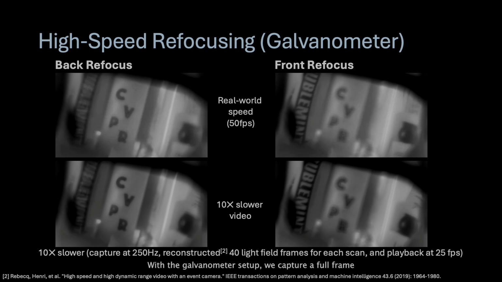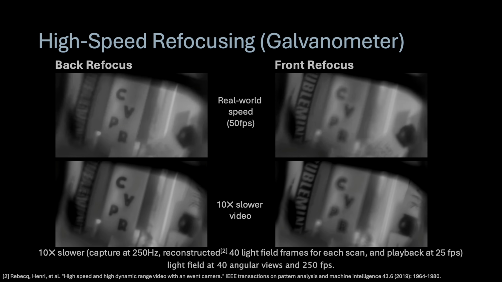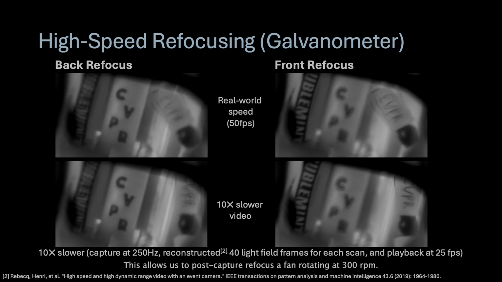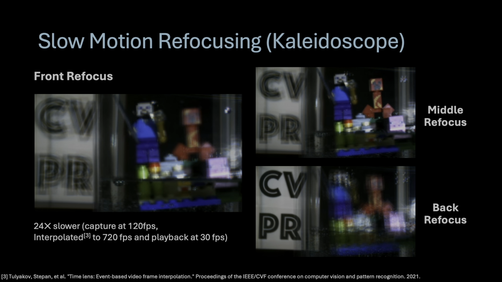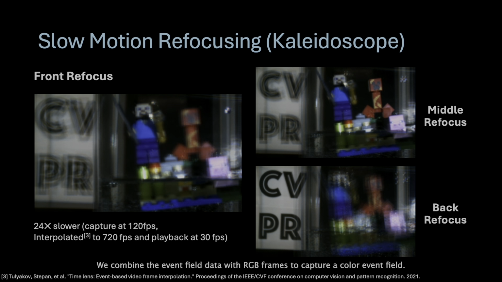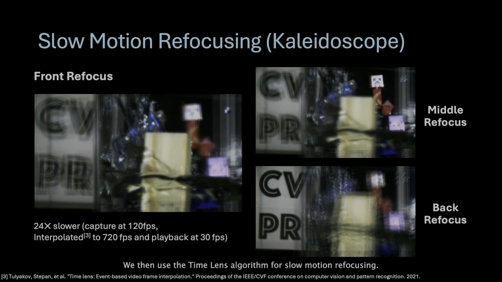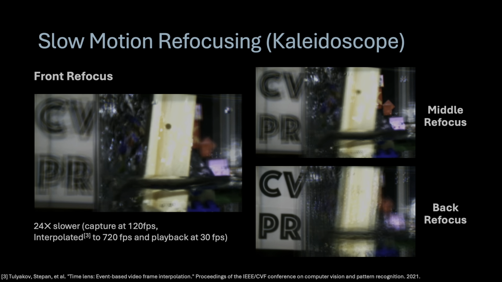With the galvanometer setup, we capture a full-frame light field at 40 angular views and 250 FPS. This allows us to post-capture refocus a fan rotating at 300 RPM. We combine the event field data with RGB frames to capture a color event field. We then use the TimeLens algorithm for slow-motion refocusing.